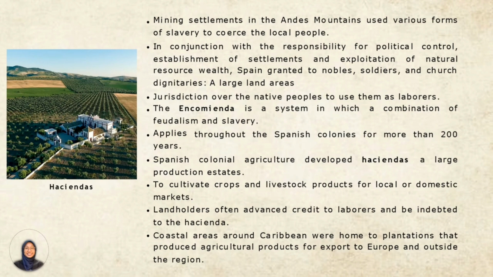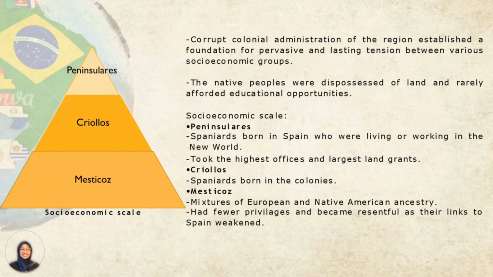for more than 200 years. Spanish colonial agriculture developed haciendas, large production estates, to cultivate crops and livestock products for local or domestic markets. Landholders often advanced credit to laborers, who were then in debt to the hacienda. Coastal areas around the Caribbean were home to plantations that produced agricultural products for export to Europe and outside the region. Corrupt colonial administration of the region established a foundation for the pervasive and lasting tension between various socio-economic groups.